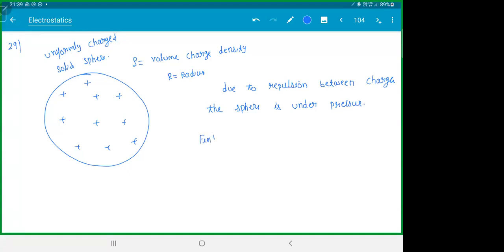Find the pressure as a function of small r. It's a fluid mechanics type of question. Find the pressure at a distance x from the center. The entire sphere is under a lot of pressure trying to expand because of repulsion, so this will generate a pressure inside the sphere. What is the pressure value as a function of x? This will be a proper advanced question, a good one. Get it? In Mains it's a tough one, in Advanced easy to moderate.